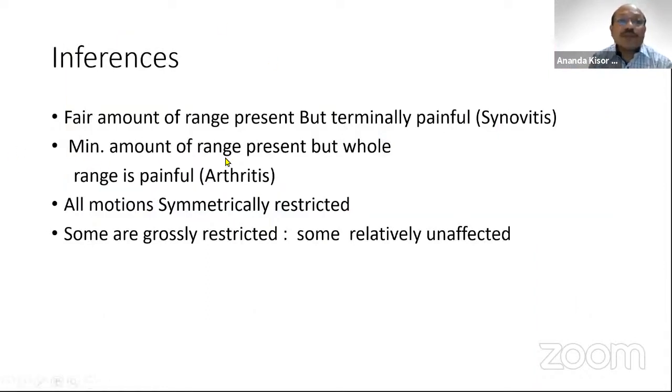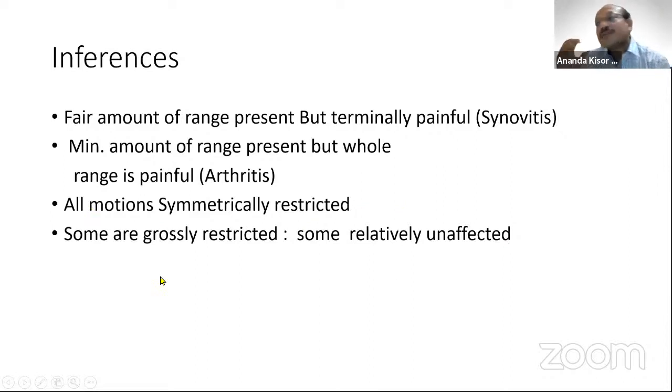If a fair amount of range is present but terminally painful, it is synovitis. If a minimal amount of range is present but the whole range is painful, it is arthritis. If all motion is symmetrically restricted and painful, it is from arthritis. And if some are grossly restricted, some relatively unaffected, it is a mechanical form.